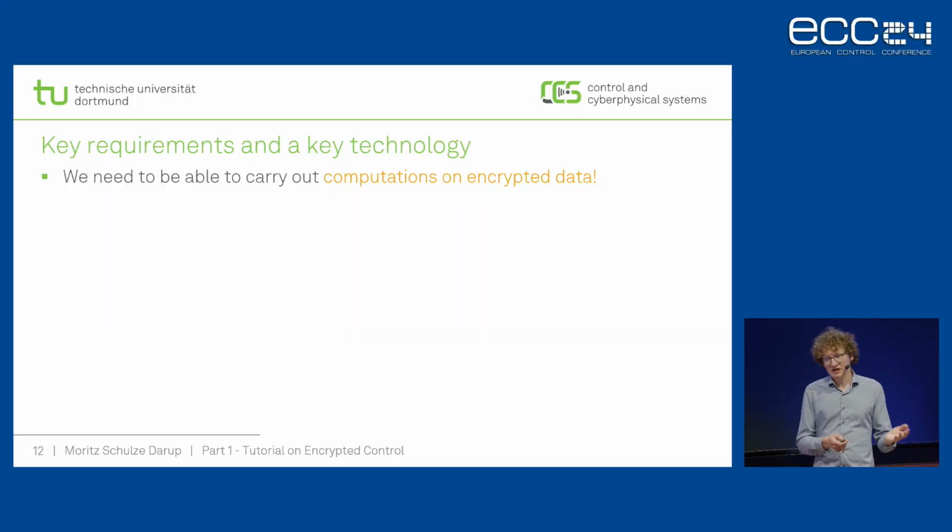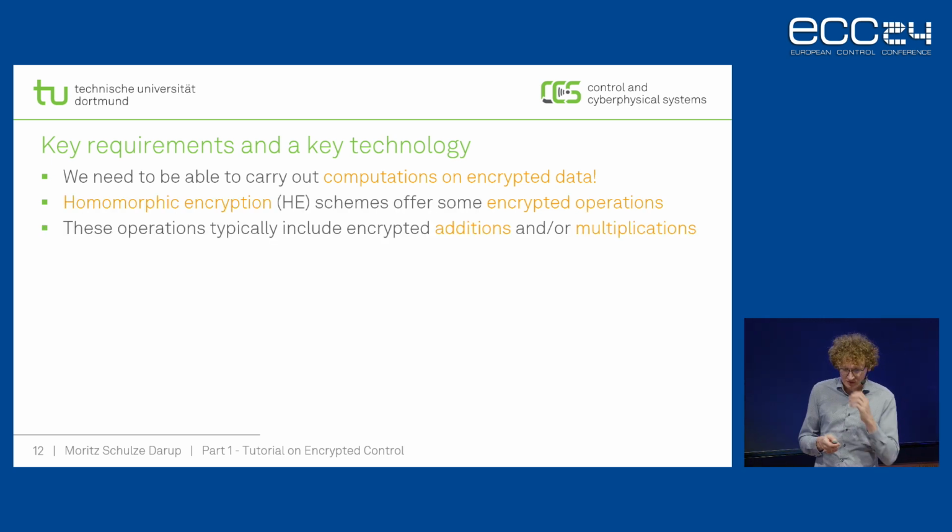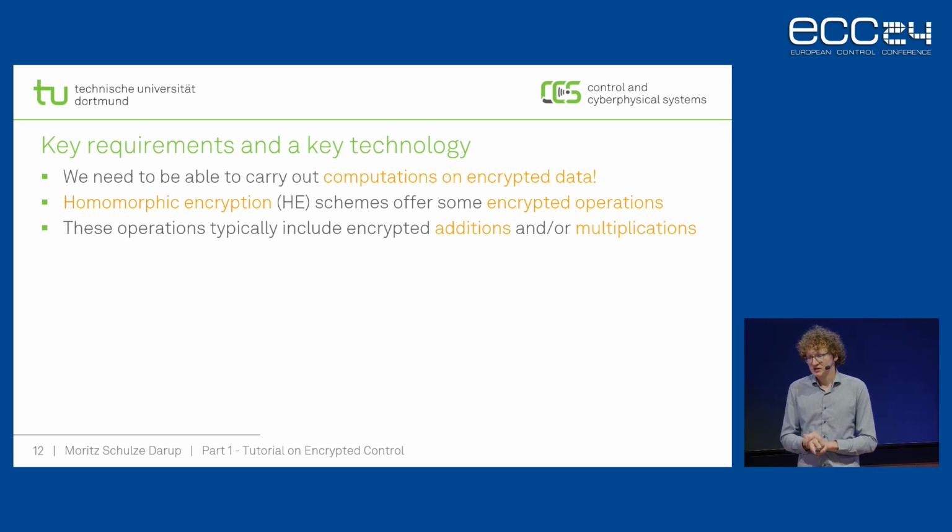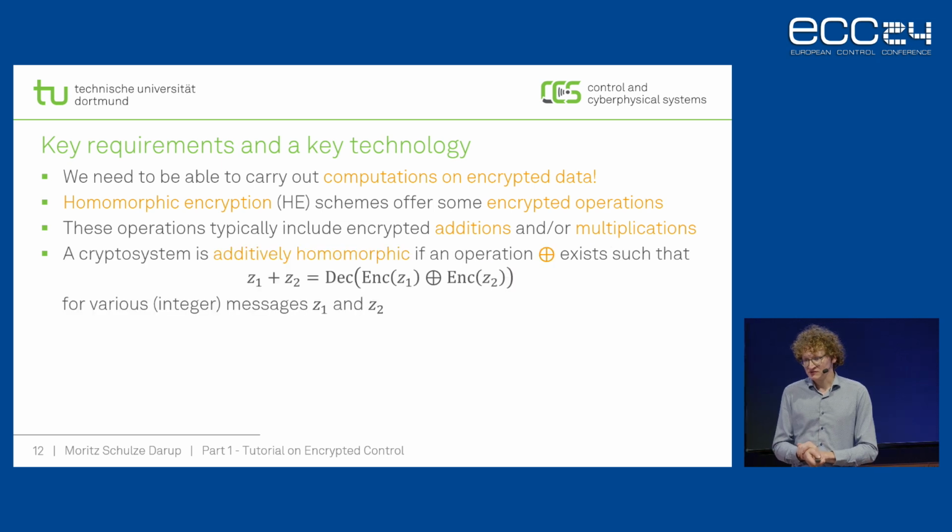Clearly, what we need to be able to do is computations on encrypted data. That is really the heart of what we are doing here. And therefore, we use here homomorphic encryption. That are special types of crypto systems which allow you to do some operations in an encrypted fashion on data. And typically, this set of operations is quite limited and mainly involves encrypted additions and encrypted multiplications. And in fact, I can specify this.